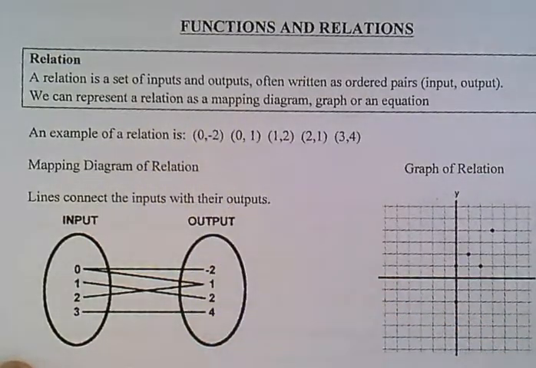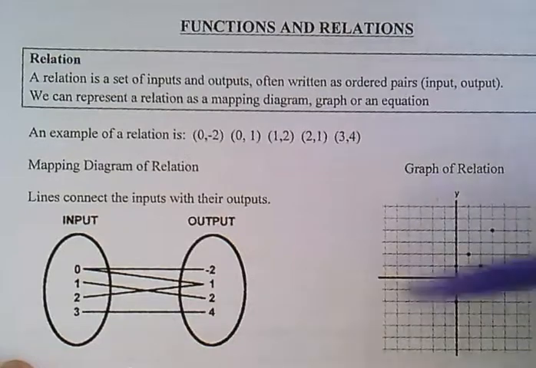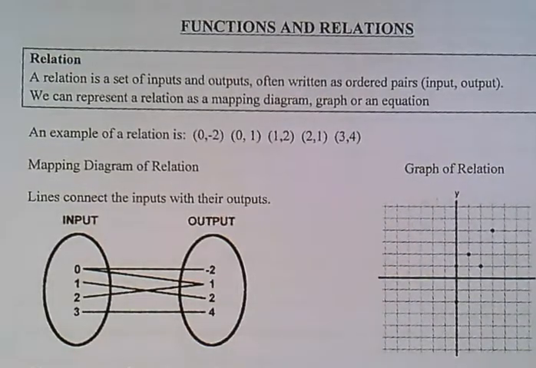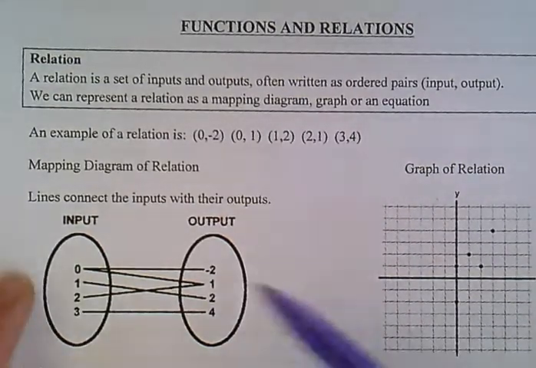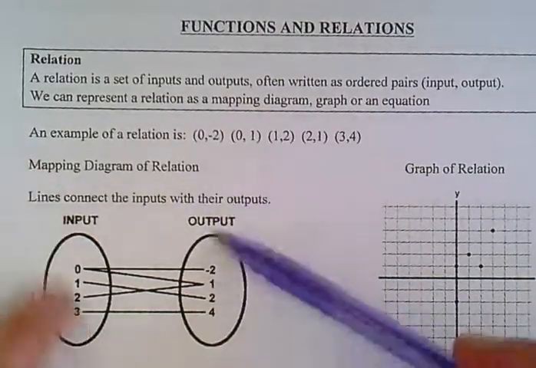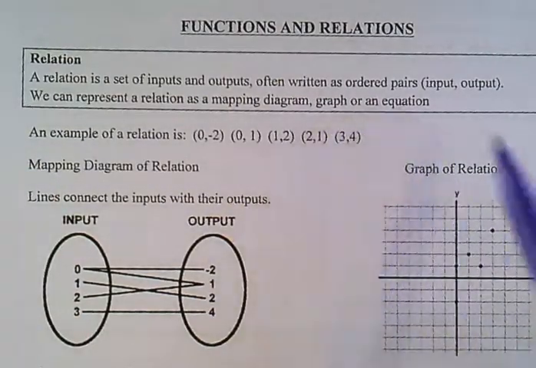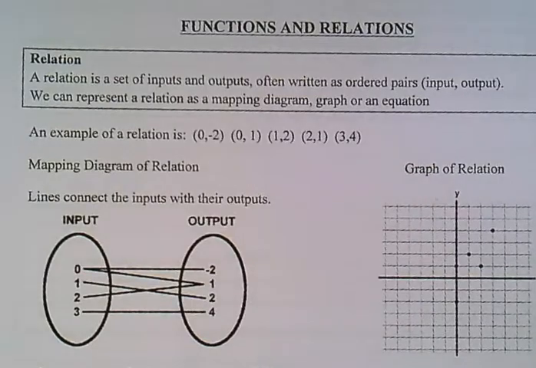We can represent a relation, you can graph it here. You can represent it as a mapping diagram. That's a mapping diagram, all right? Or a graph or an equation or something like that, all right? So we're going to look at a few different types. Here's a mapping diagram, here's a graph, and here are equations down here, all right?